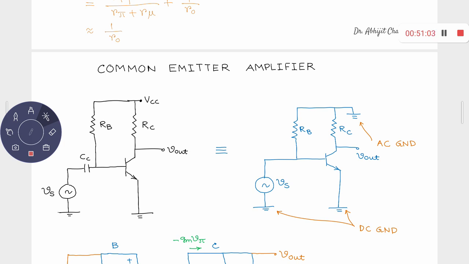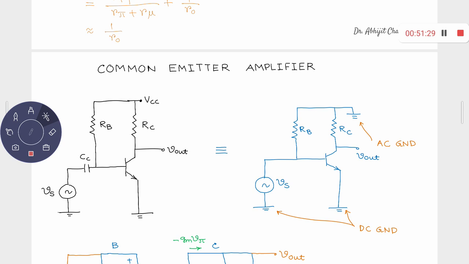voltage gain. Right. Now this time, apart from the DC voltage, you also have another small signal, and we are interested in finding out the ratio of the output to the input. Right. So what is the voltage that we are trying to magnify? The voltage here is your Vs, that voltage.